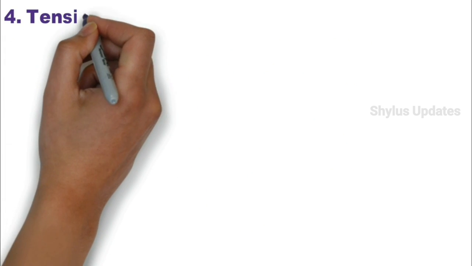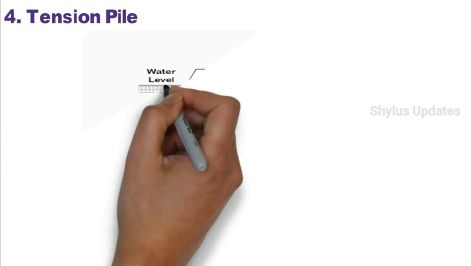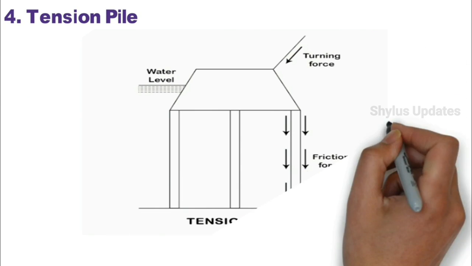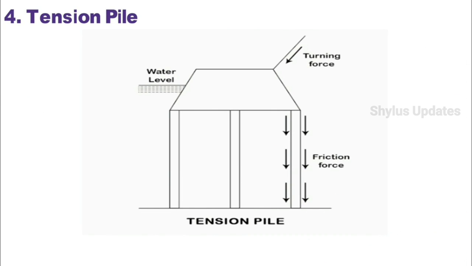Tension pile. When a structure feels uplift due to groundwater pressure or due to overturning movement, tension pile is used to keep the structure attached to the ground. In such cases, a pile tensile strength is generated.